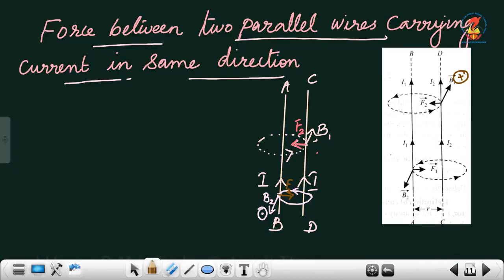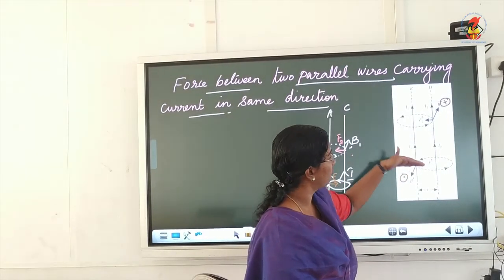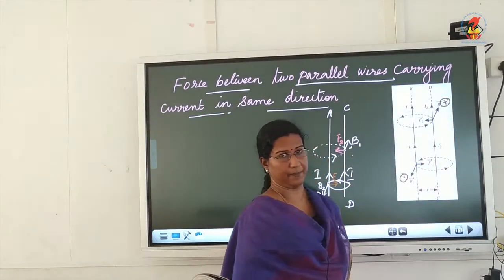So using Fleming's left hand rule, I find that the direction of force produced is towards AB. Similarly, my second conductor is also having a current flowing through it, so it will also have a field around it, and this field at this point of the conductor is pointing outward. And using Fleming's left hand rule, we find that the force is directed towards the conductor CD.